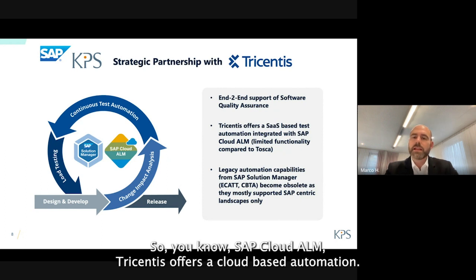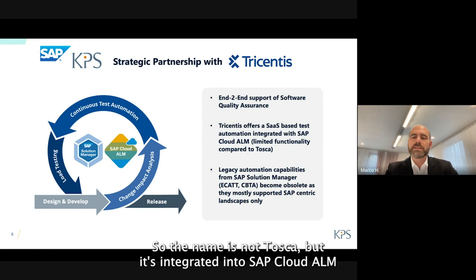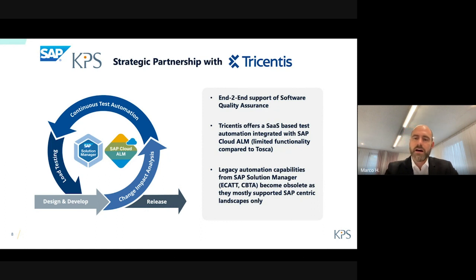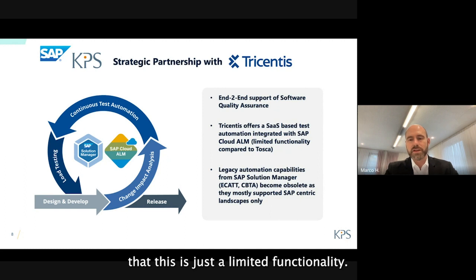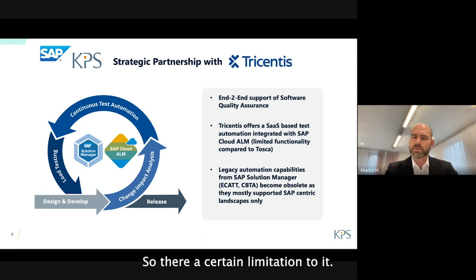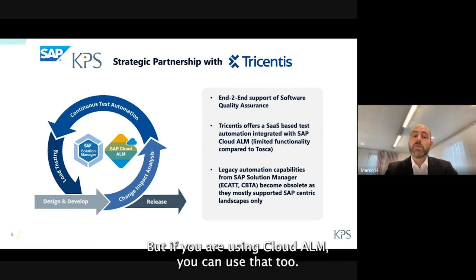SAP Cloud ALM. Tricentis offers a cloud-based automation. So the name is not Tosca, but it's integrated into SAP Cloud ALM. So when you're using Cloud ALM, you can automate. You just have to remember that this is just a limited functionality. So there is, I think, the number of executions are limited, the number of front ends are limited. So there is a certain limitation to it. But if you are using Cloud ALM, you can use that tool.